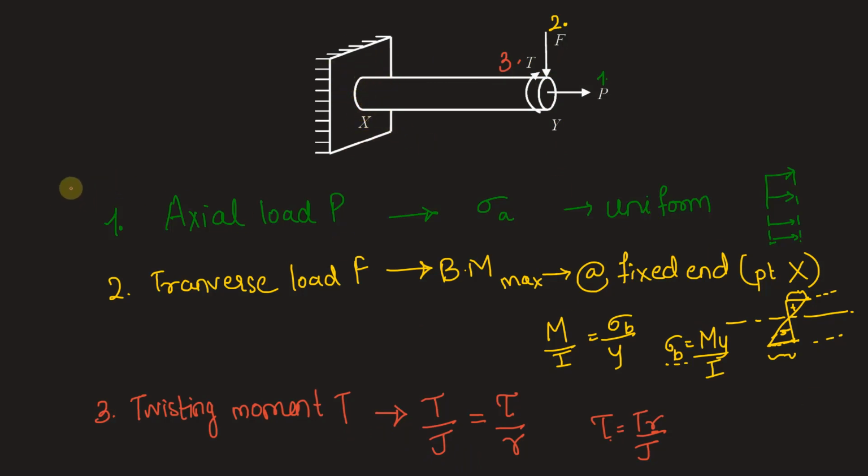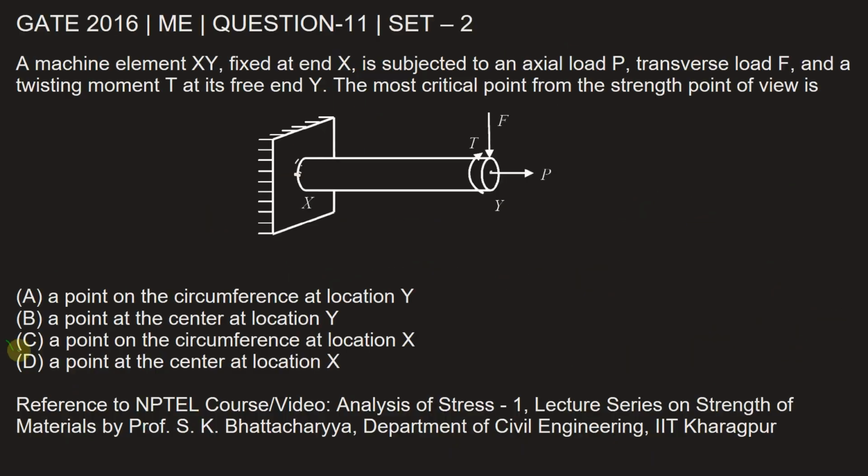Thus, by superposition of the effect of all the three loads, we can say that any point on the circumference at X will be a critical point. Let's mark the correct option. It is option C. A point on the circumference at location X will be the most critical point from the strength point of view. Because it is subjected to the maximum stress, it will be the most critical point.